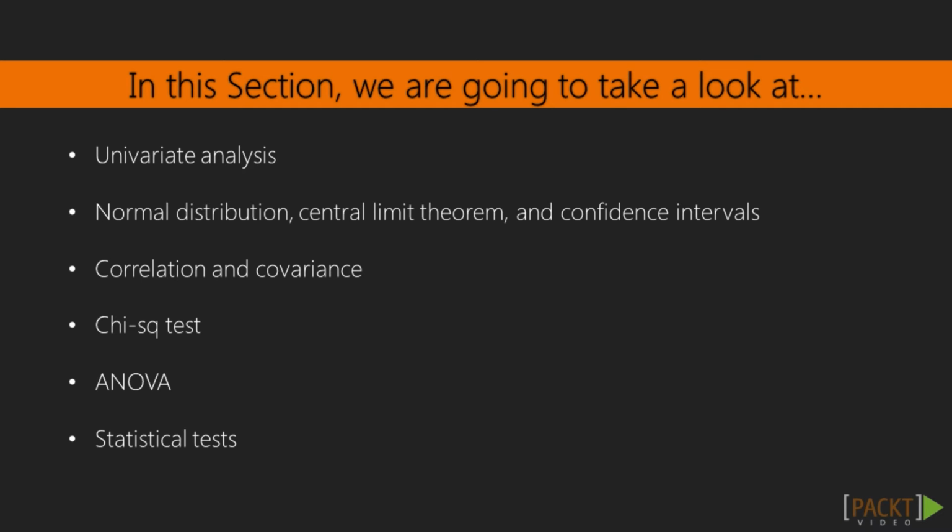In this section, we will be learning the fundamentals of statistical inference. All remaining topics I just mentioned will be covered in the upcoming Mastering R programming course. By the end of this section, you will be able to understand and perform univariate analysis on numeric and categorical variables, and gain clear knowledge of normal distribution, central limit theorem, and confidence intervals.